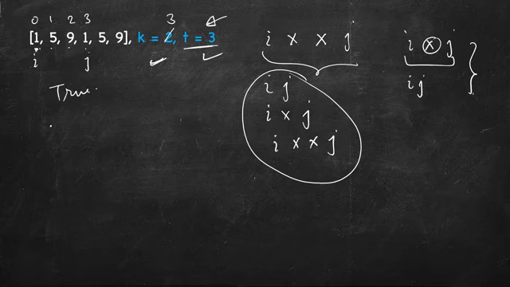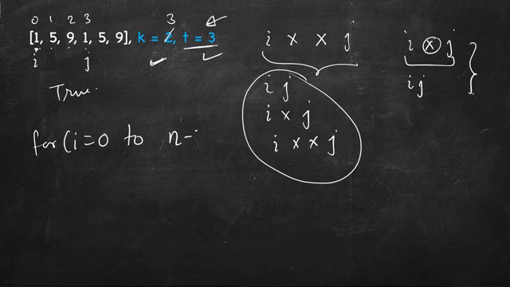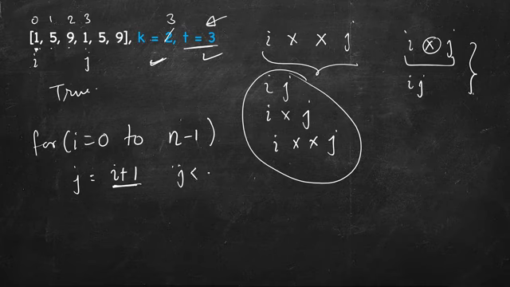So what we will do, we will start from the beginning. We will have one loop, i equal to 0 to n minus 1, and j will start from i plus 1. Since j must be distinct, j will not start from i, but rather i plus 1. And we will continue until j is less than i plus 1 plus k, and we do j plus plus.